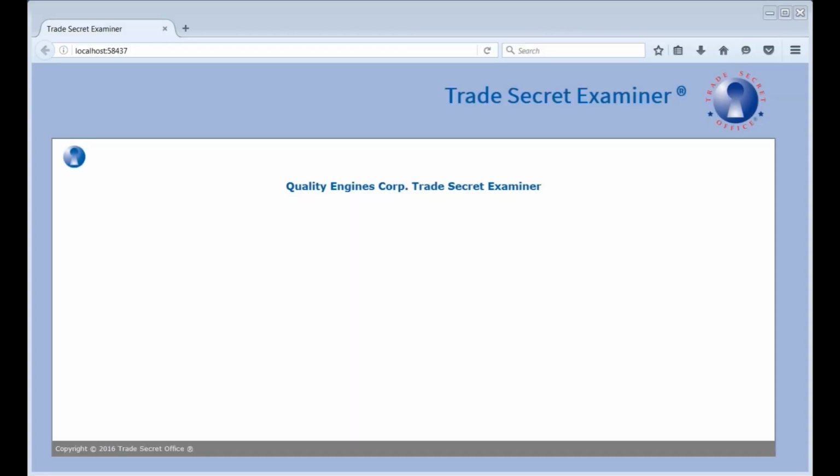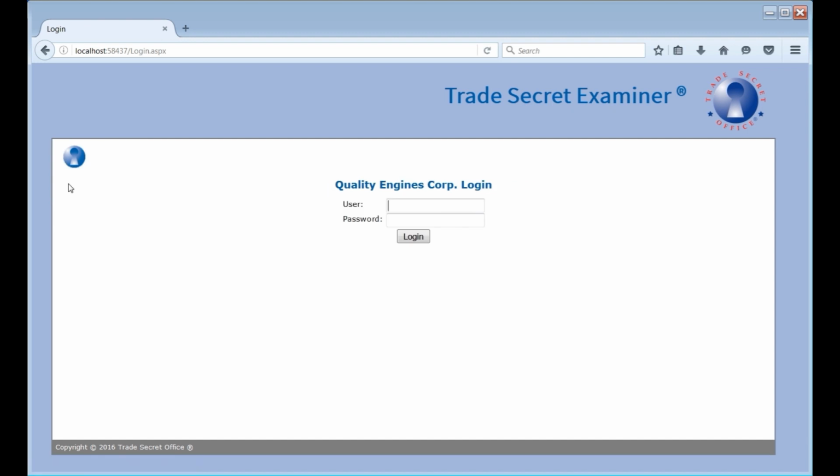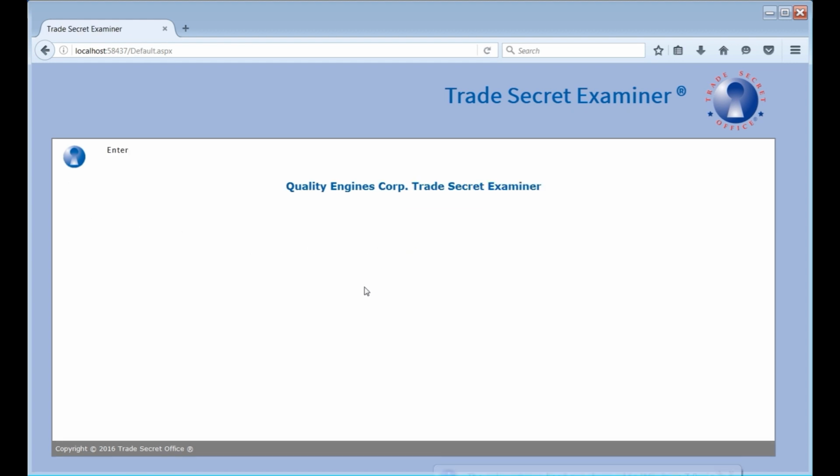What I'm going to do today is demonstrate our Trade Secret Examiner product. This is the opening screen, and I'm going to go ahead and log in here. Let me log in as sort of a generic user. By a generic user, I mean not somebody who's part of the intellectual property management group, but somebody else in the company.